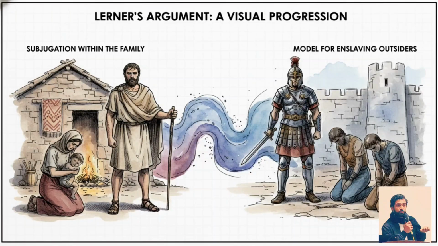So Lerner's argument is really groundbreaking. She says the very first form of subjugation happened inside the family unit, where women and children were seen as dependents without their own social identity. This created an ideological template, a way of thinking about a person as being fundamentally under the control of another. That same logic, she argues, was then just scaled up and applied to outsiders. So in a sense, gendered inequality laid the groundwork for institutional slavery.